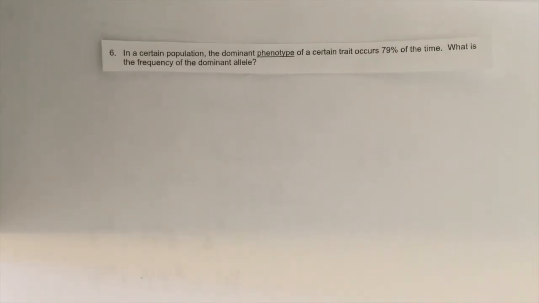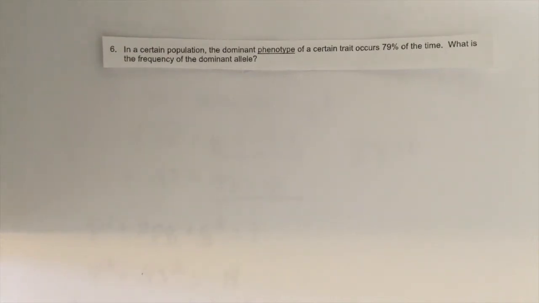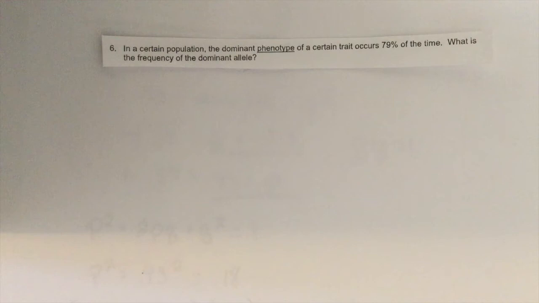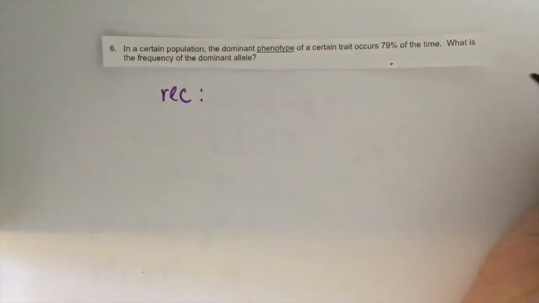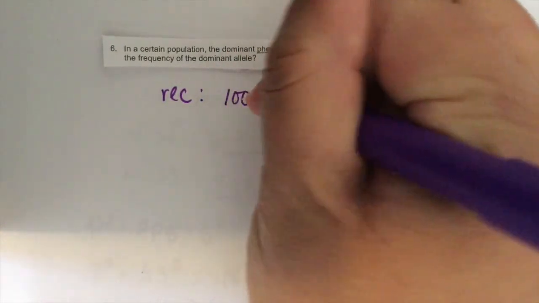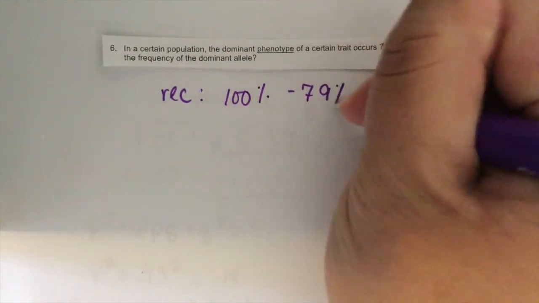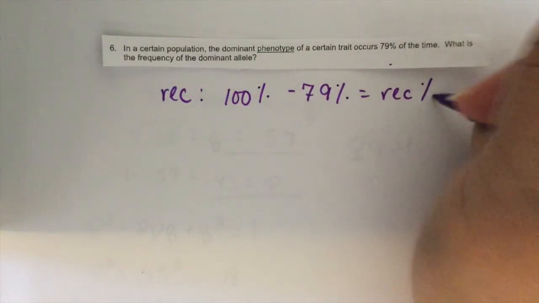In certain populations, the dominant phenotype of a certain trait occurs 79% of the time. What is the frequency of the dominant allele? So I can't start with a dominant phenotype. I could start if they told me the dominant allele, but I can't start with a dominant phenotype because I don't know if they're homozygous dominant or heterozygous. So all I know is that that dominant phenotype, my physical trait, occurs 79% of the time. That means that my recessive trait is the rest of the time. So if my population is 100%, I can subtract 79% to get my recessive percent.